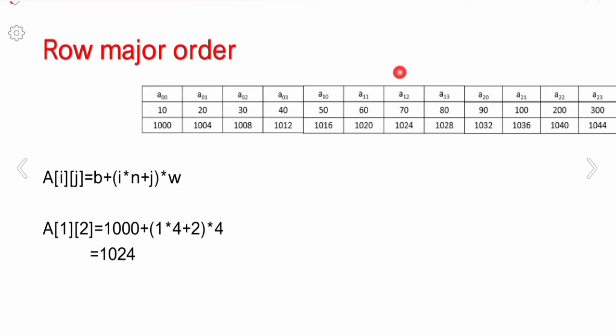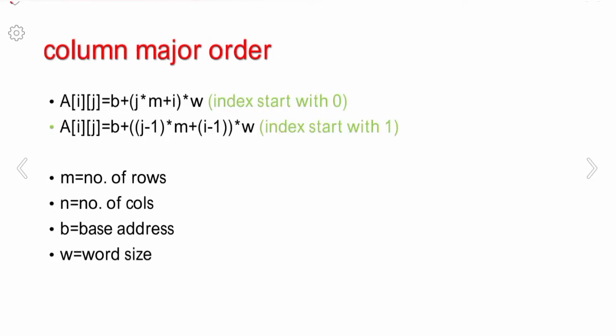So this is the row major order. Next we will see the column major order. In column major order we also have a similar formula. If the index starts with 0, we have the base address plus J into M plus I into word size. If the index starts with 1, then B plus J minus 1 into M plus I minus 1 into W. That means we are simply subtracting one from the J and I subscripts here.